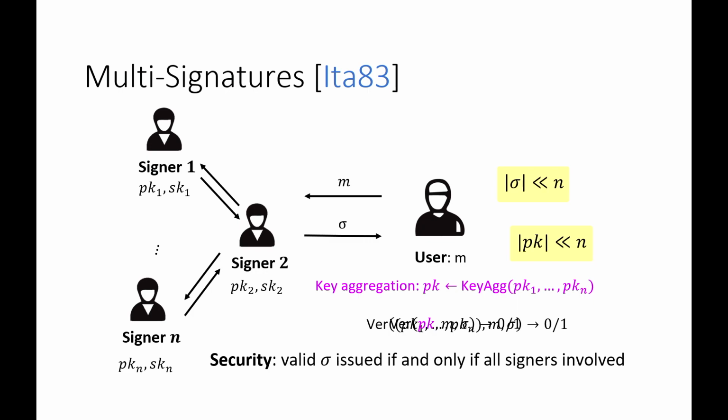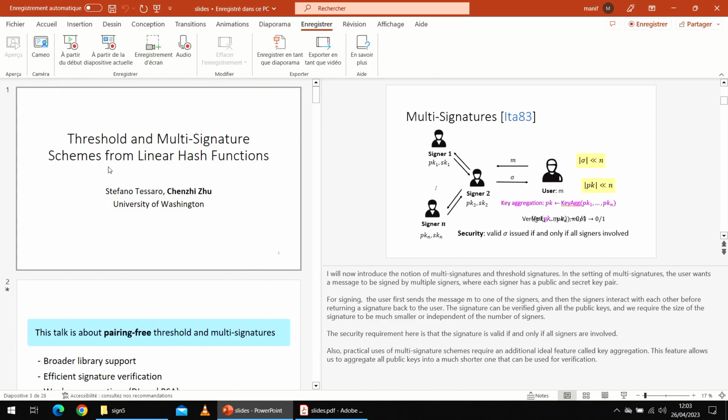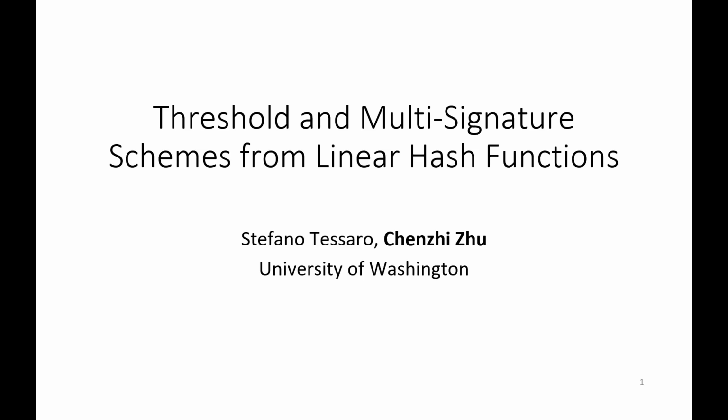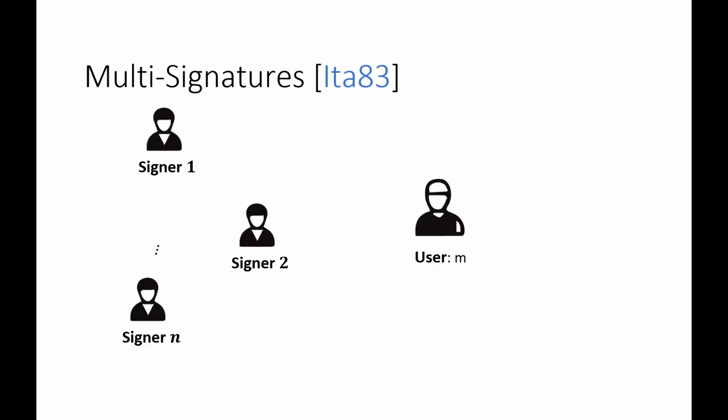In the setting of multi-signatures, the user wants to sign a message. Okay, I just realized there's no animation. Okay, can we switch to a PDF version, maybe? Okay, that's fine. Yeah, sorry for that.